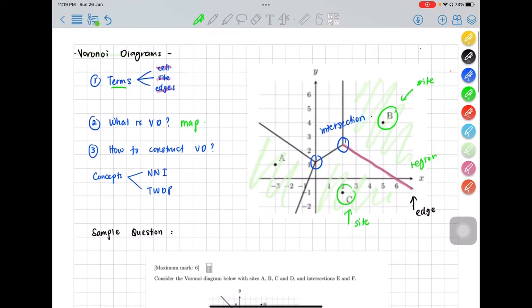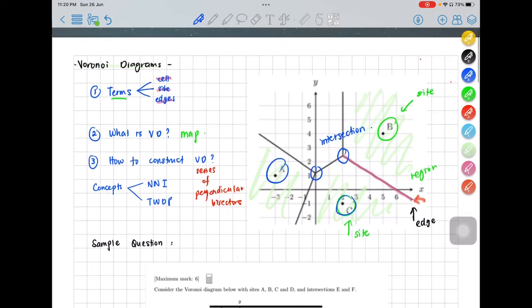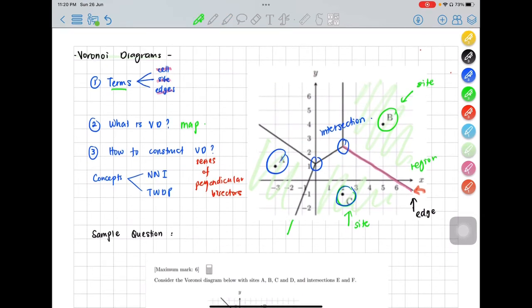How to construct a Voronoi diagram? So, we have to remember that a Voronoi diagram is based on a series of perpendicular bisectors. The lines separating each site or region are the perpendicular bisectors. So, for example, for site A and site C, the perpendicular bisector is this line. Or for site B and site C, the perpendicular bisector is this one.